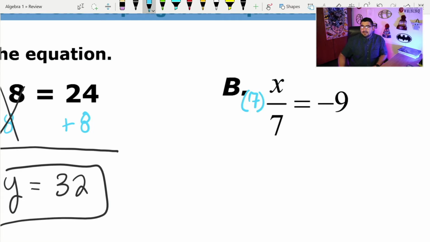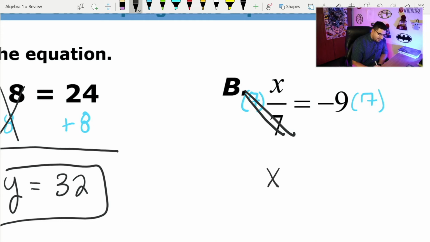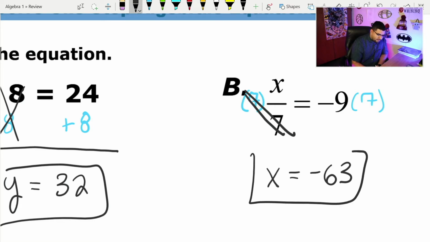Multiply by 7. But if I multiply by 7 on one side, I also have to multiply by 7 on the other. So multiplying a fraction by its denominator will cancel out its denominator. That means those two cancel out and I'm left with x. Negative 9 times 7 is just negative 63. Which again, took me one step to solve this problem, because it's a one-step equation.